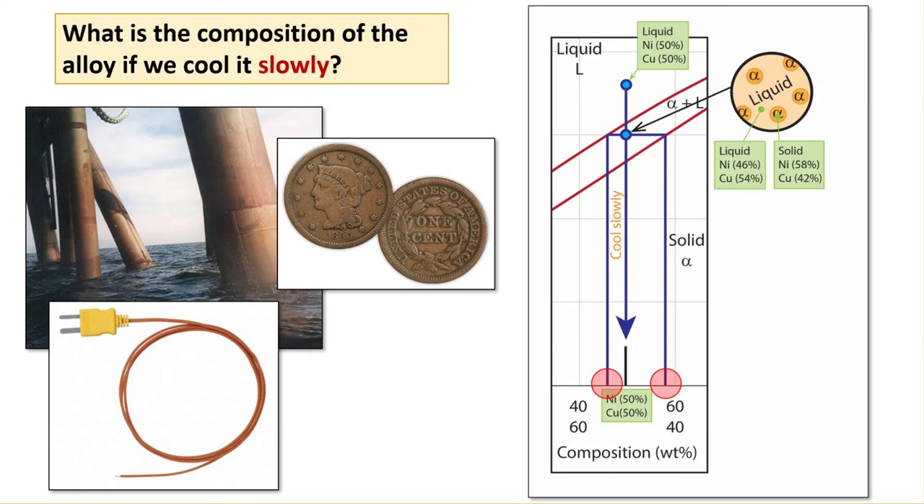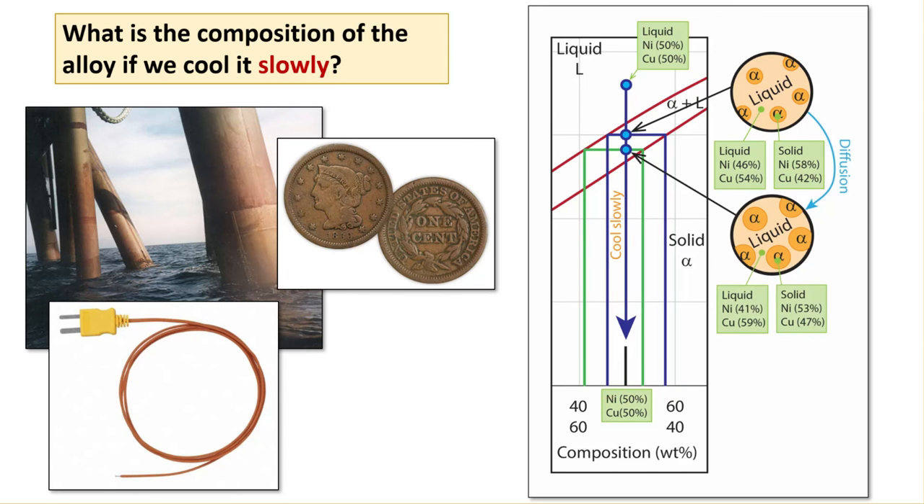Okay, let's start cooling again and stop at the next point. At this point, the solid has approximately 53% nickel, and the liquid has 41% nickel. So how did the solid go from 58% nickel to 53% nickel? The answer is diffusion. Remember, we are cooling very slowly and allowing the metal to reach an equilibrium state through diffusion.